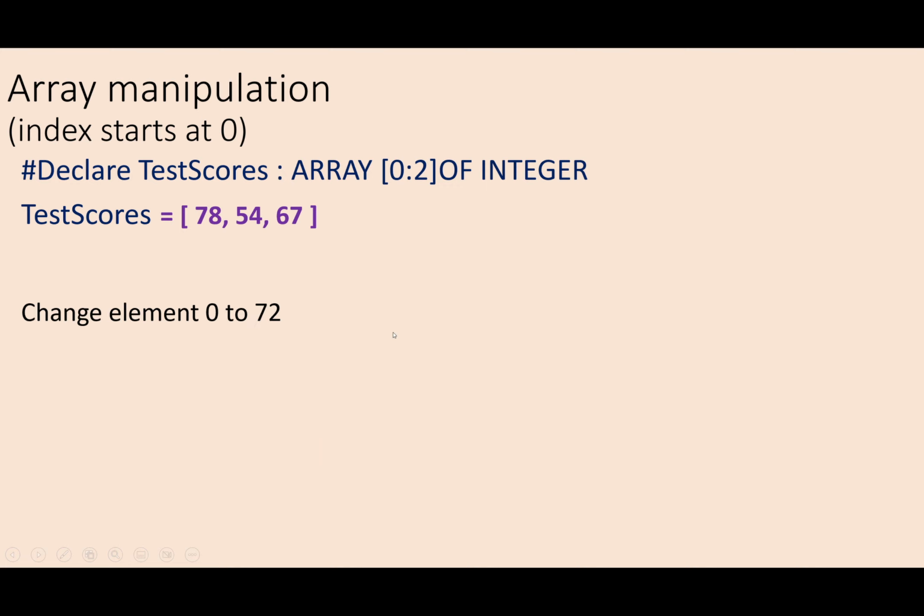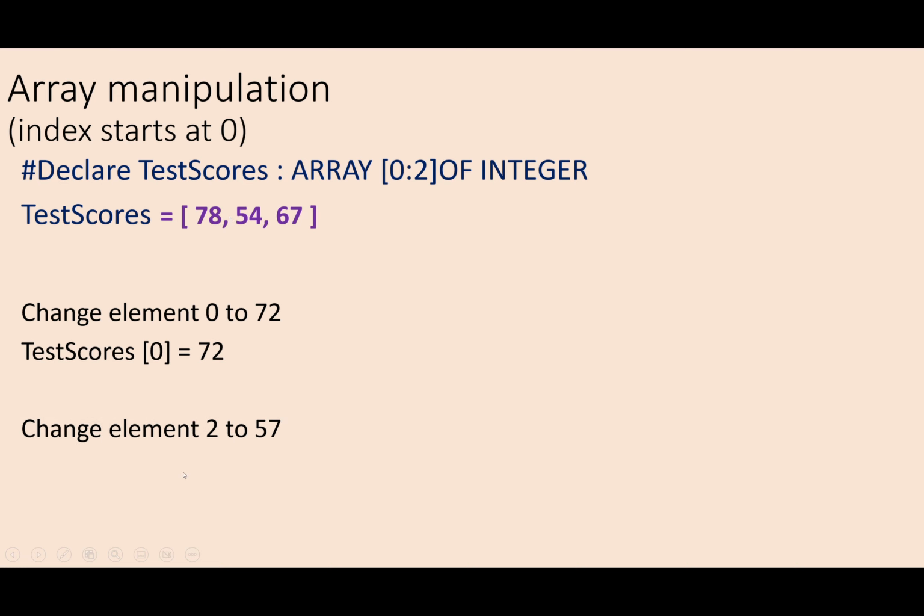Okay, so what if you wanted to change element 0 to 72? We're essentially assigning a new value to element 0. So in Python, we would say test score 0 equals 72. We're saying take the integer 72 and write it in test score 0. It doesn't matter if there's something there already, that will be replaced.